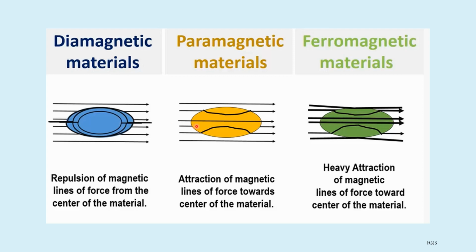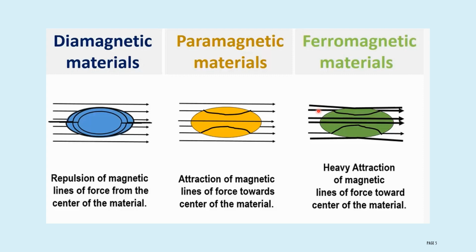In the case of paramagnetic materials, if you place a paramagnetic material in the magnetic field, then the magnetic field lines will be attracted towards the center of the material. Attraction of magnetic field lines of force towards the center of the material. They will get attracted towards the center of the material in the case of a paramagnetic material.